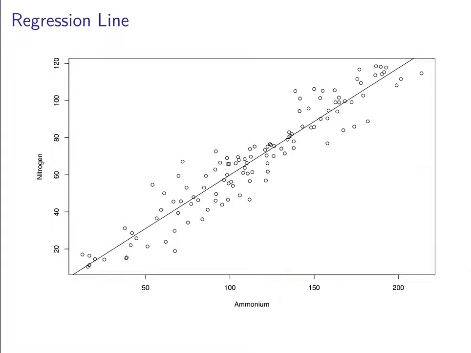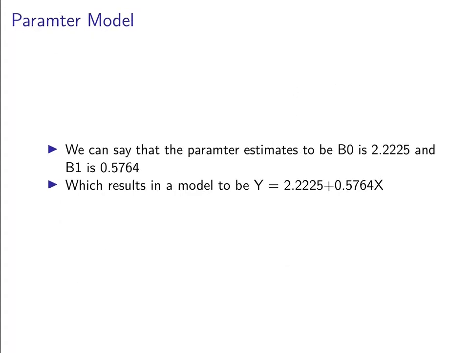Moving on, this is the regression line from the graph. This is our actual model. Based on the summary we had before, we can say the parameter estimates are B0 is 2.2225 and B1 is 0.5764, which results in the model y equals 2.2225 plus 0.5764x, which means that for every one unit of ammonium, we increase the nitrogen removed by 0.5764.